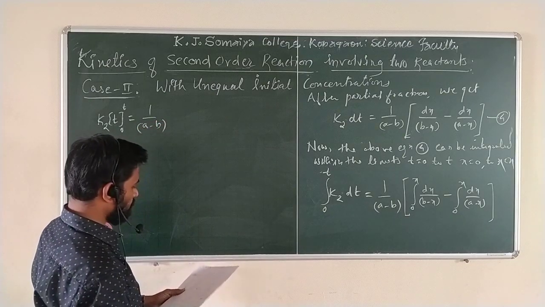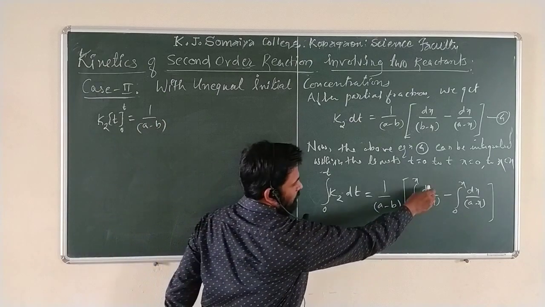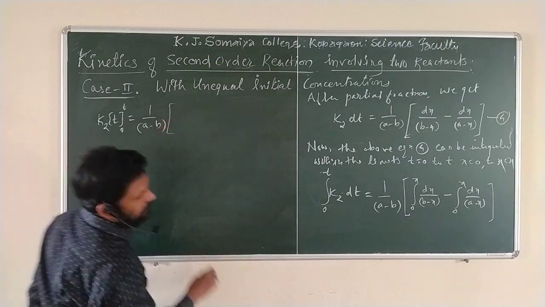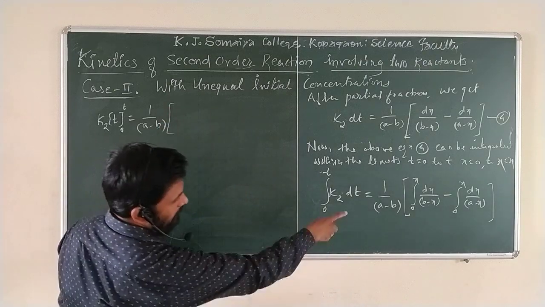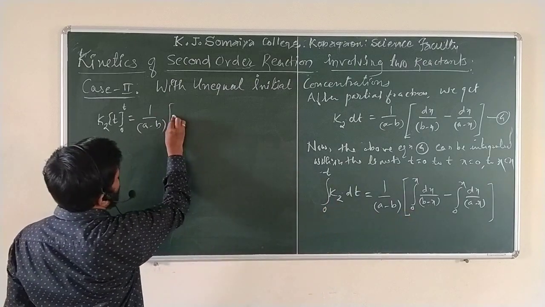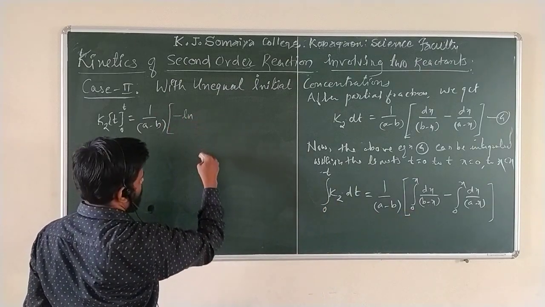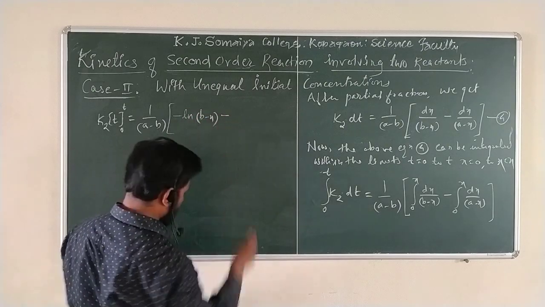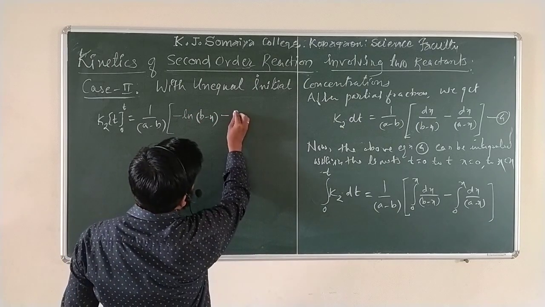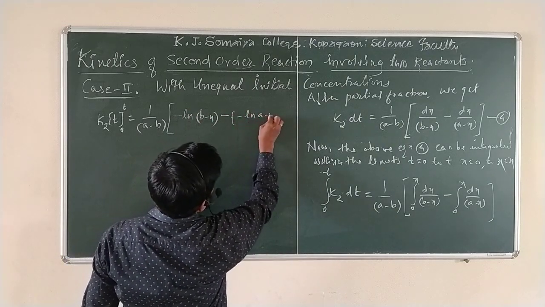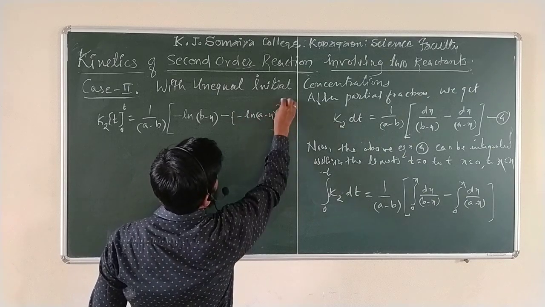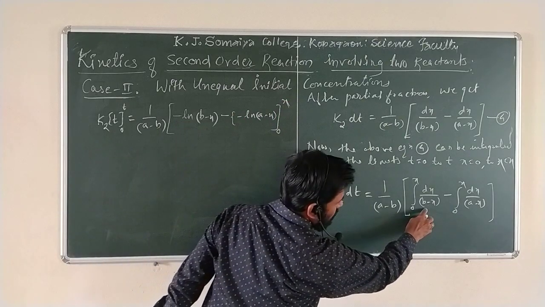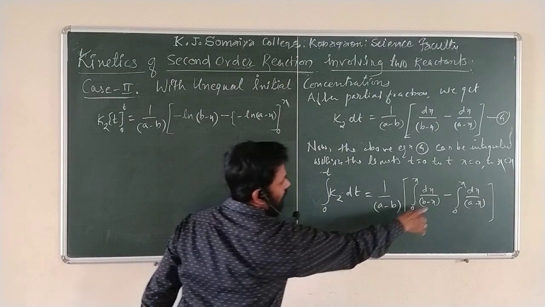As we know, the integral of 1 upon (B minus x) gives directly the natural log, ln. But here you will get a minus: minus ln (B minus x) minus, minus ln (A minus x), from 0 to x. See, minus dx upon (B minus x), after integrating, what will you get?